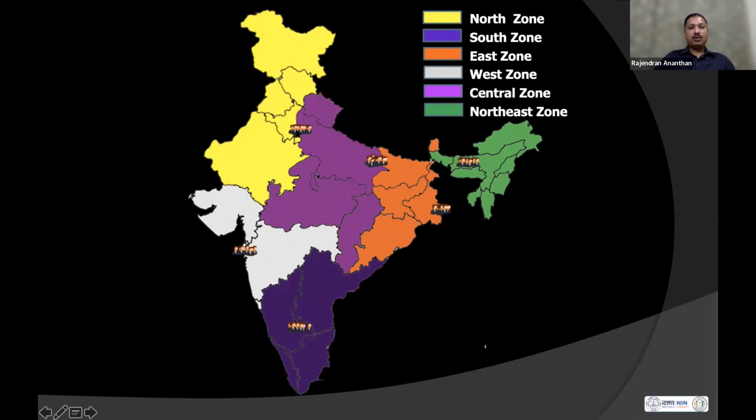In each zone, we again identified one particular place for compositing the samples. Let's say Delhi for the north, Varanasi for the center, Kolkata for the east, Mumbai for the west, Bangalore for the south, and Guwahati for the northeast. They transported the samples and reached the respective compositing center in each region at the same time.